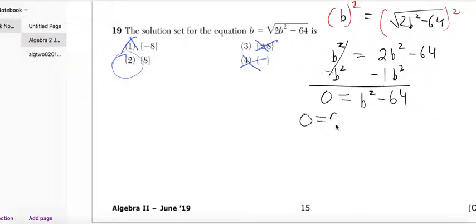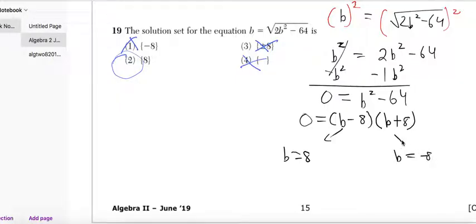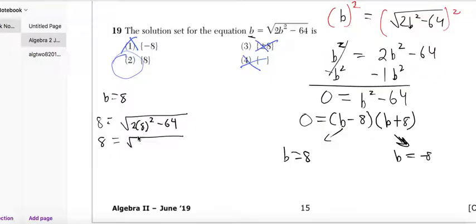So now we could solve this either by factoring or completing the square. Let's just factor b minus 8 and b plus 8. If b minus 8 is 0, you get b equals 8. b plus 8 equals 0, you get b equals negative 8. But then you see that if we were to substitute into the original equation, if b equals 8, we get 8 from b, equals square root of 2 times 8 squared minus 64. If you enter this expression in your calculator, the whole thing becomes 64. Then you get 8 equals 8, and b equals 8 does check out.